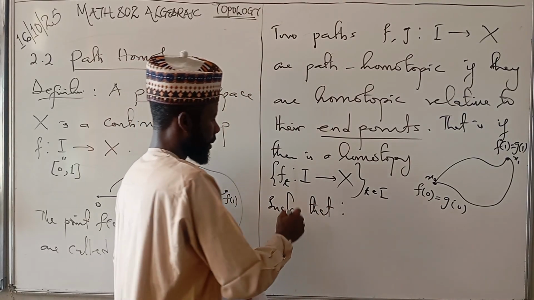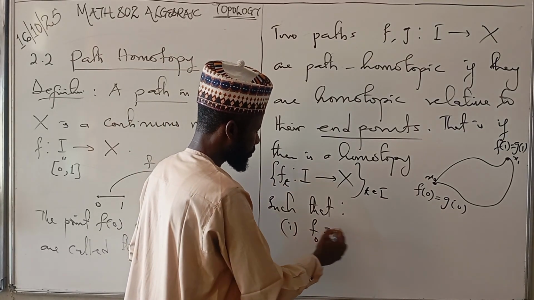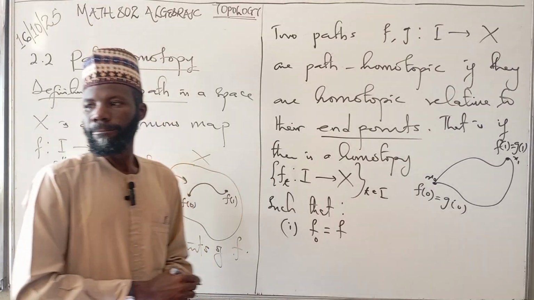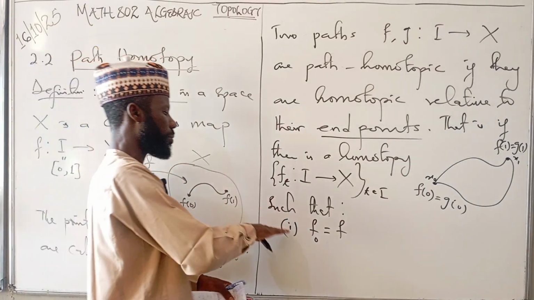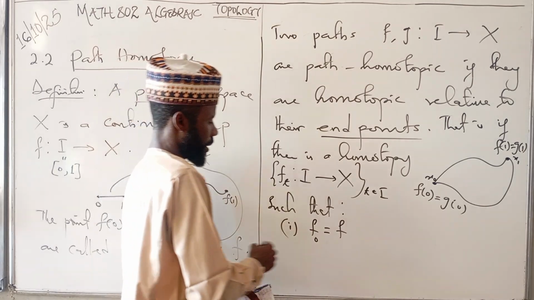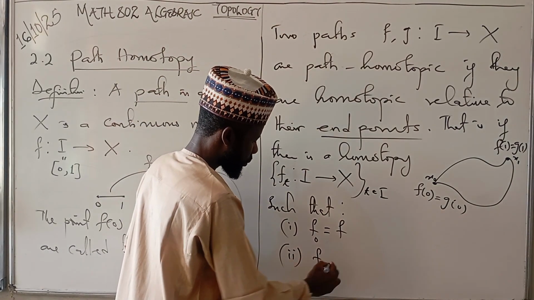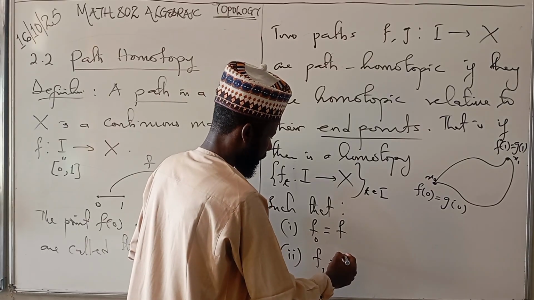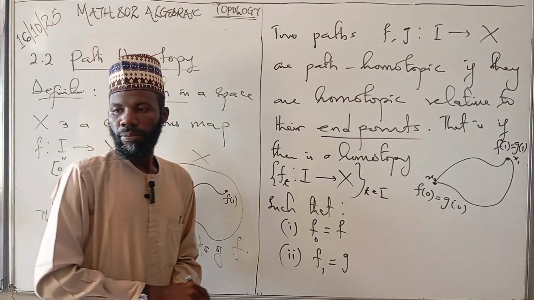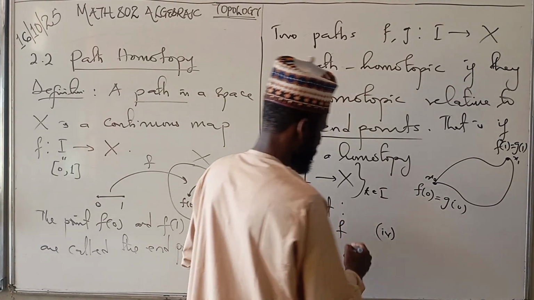Okay. Well, first of all, f0 should be equal to f, because it should be a homotopy from f to g. And then the second condition is to say that f1 should be equal to g. I hope it's okay.